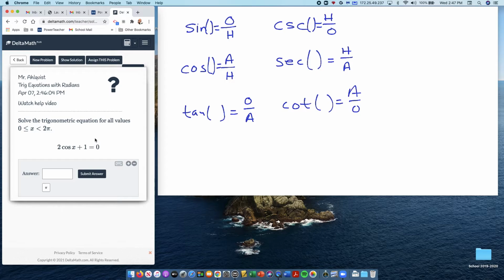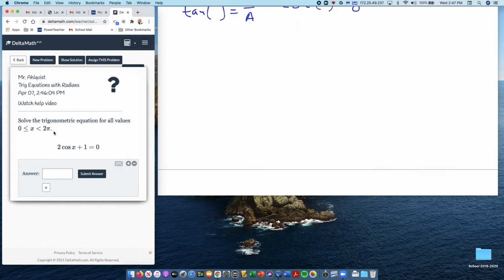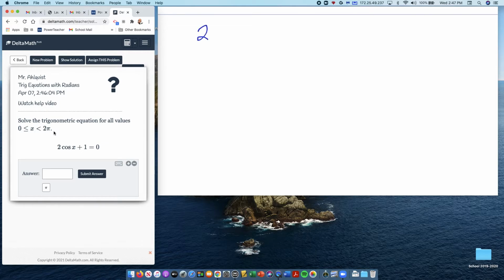Now, when you're doing a problem like this, it says solve it for all the values between 0 and 2 pi. This is going to bring some things back together that we've talked about in the previous days. We're going to kind of combine some things. So let me do some examples. If you haven't done the previous work, again, this is going to be super challenging.